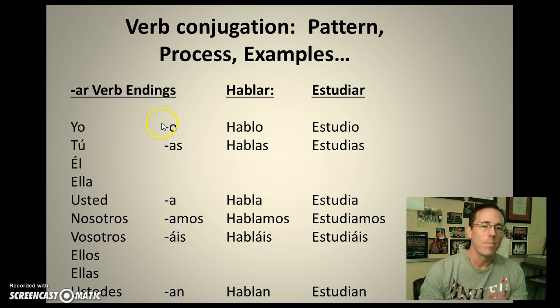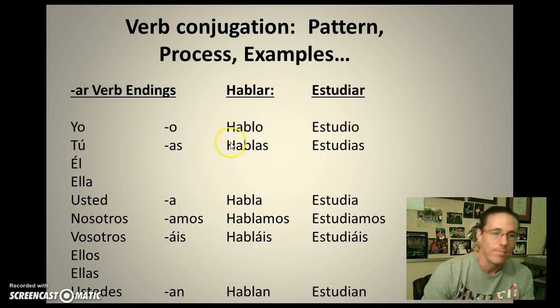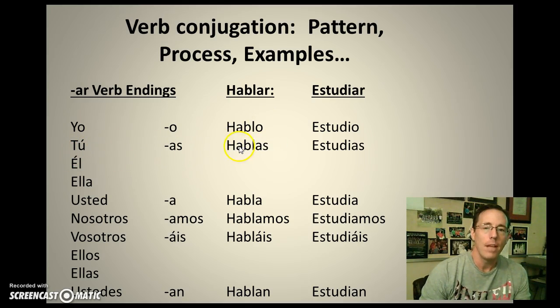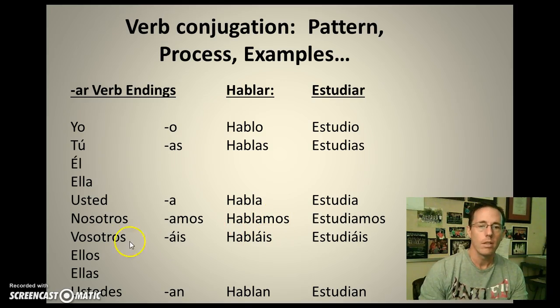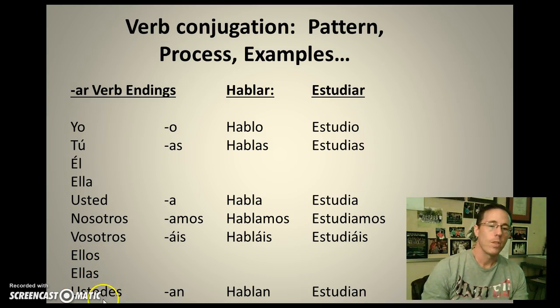Example, for the verb hablar, which is to talk, if I want to say I talk, the yo form, it's hablo. I drop the AR and add O to hablo, if you will. Tú is going to be hablas, so you talk. He talks or she talks is habla, él habla or ella habla, or usted habla if you formal talk. Nosotros hablamos, we talk. Vosotros habláis, you all informal talk. Ellos or ellas hablan, they talk. Ustedes hablan, you all formal talk.